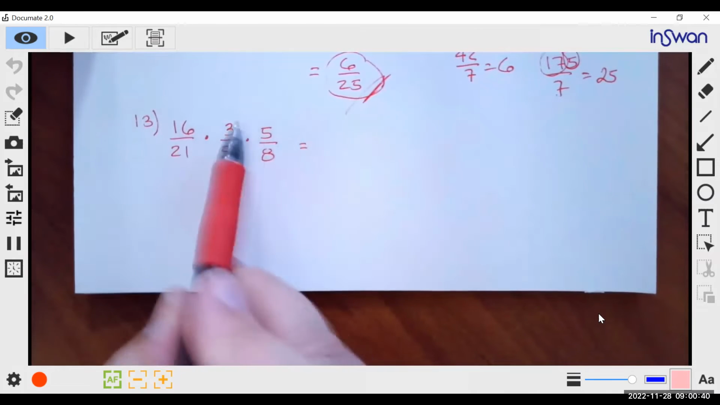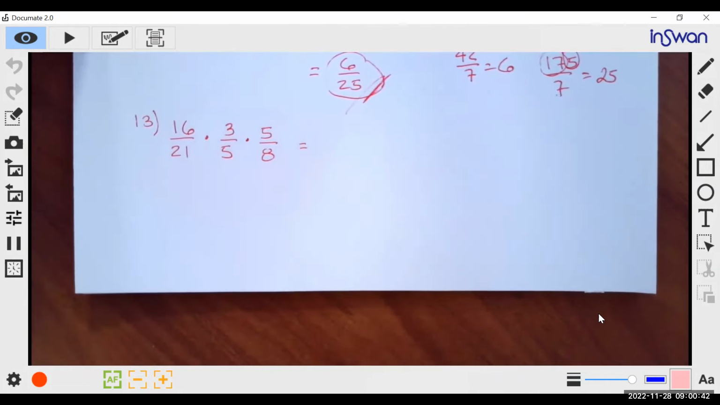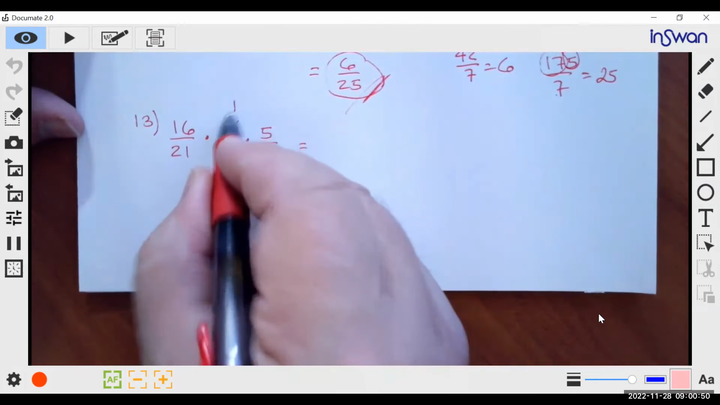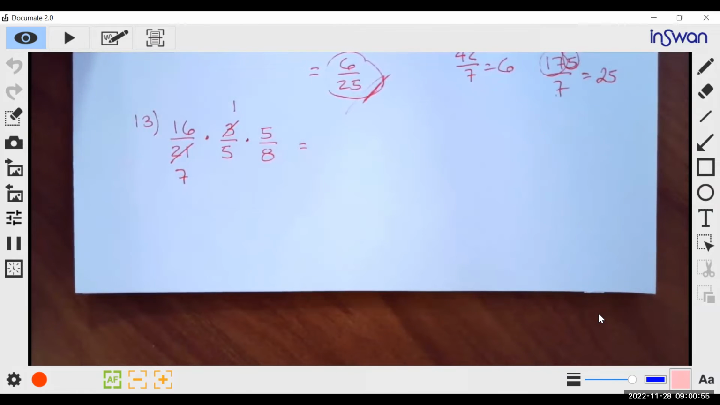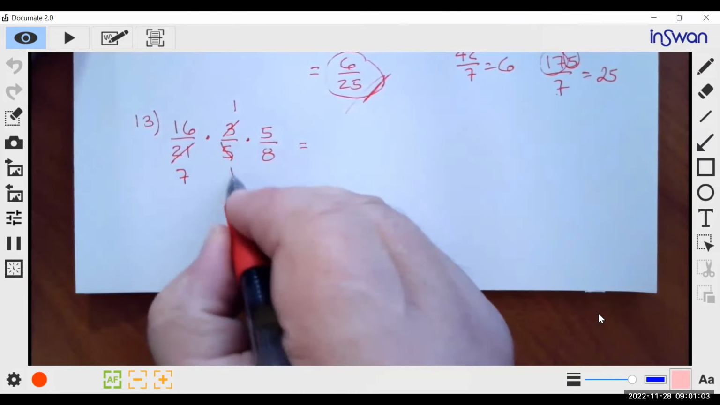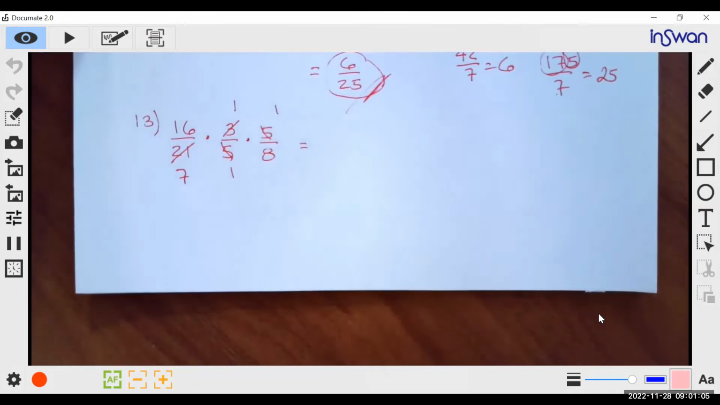Can anything on top cancel with anything on the bottom? Yeah. 3 goes into 3 once. 3 goes into 21 7 times. What else? 5 goes into 5 once. What else?